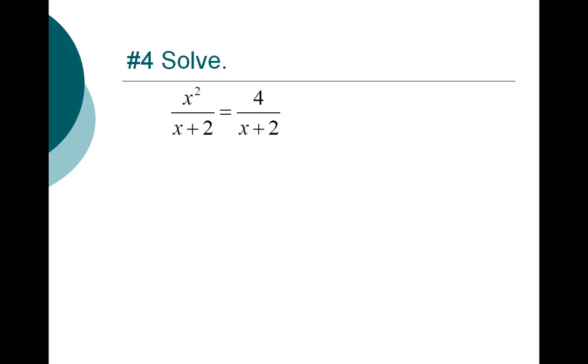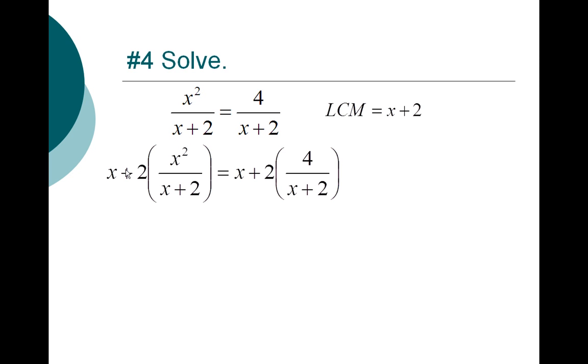Let's try another one. You have x squared over x plus 2 equals 4 over x plus 2. Again, you can multiply by the LCD, or you could do the cross multiplication. Let's multiply by the LCD. Since both of these are the same, we can just go ahead and get rid of it by multiplying by the LCD. The LCD is x plus 2.